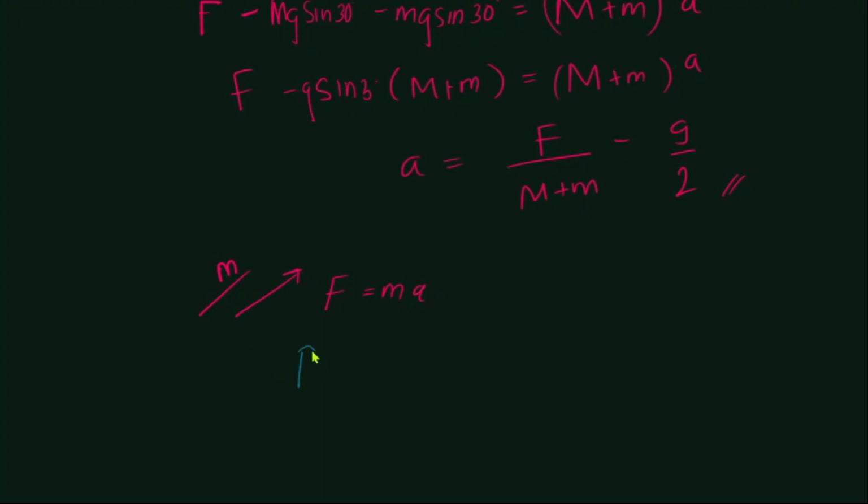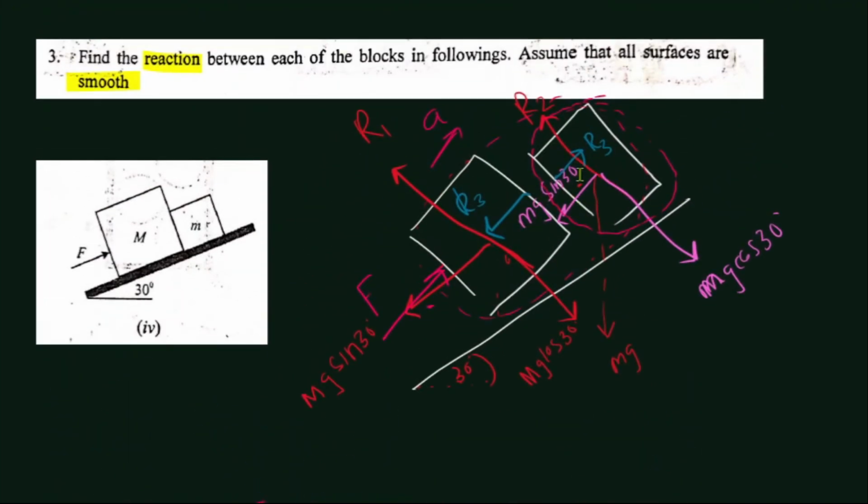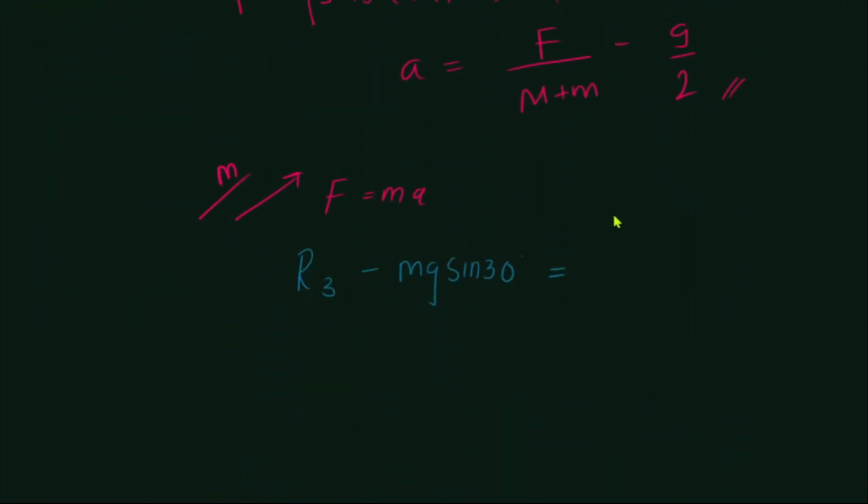So R3 minus its weight, which is acting downwards along the plane, mg sine 30. R3 is acting upwards, mg sine 30 is acting downwards. Those are the only two forces acting along the plane. The other forces, R and mg cos 30, are perpendicular forces, so we do not have to worry about them.